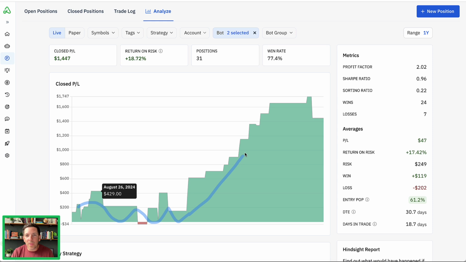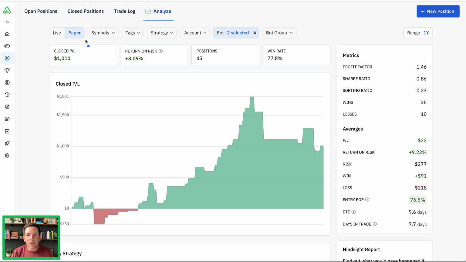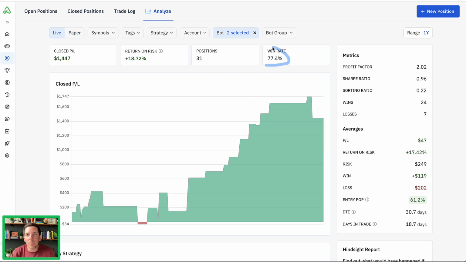It had some trouble, and then it went on a good run, and now it looks like it might be starting to roll over. Well, here in the paper trading, the same thing is happening. You had some struggles here, went on a little bit of a run, and now it's starting to turn over. If you go back and forth between paper and live, you get win rates that are about the same, in the same ballpark, 77.4 and 78.4, right?